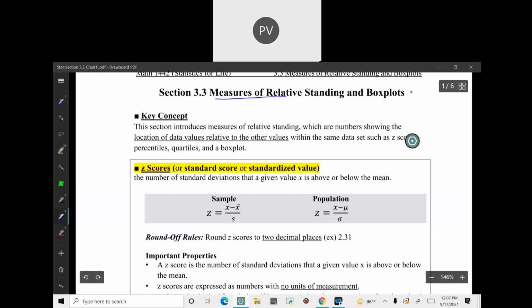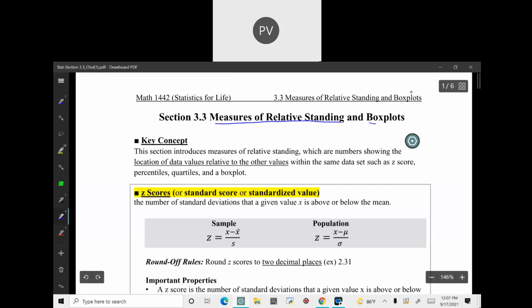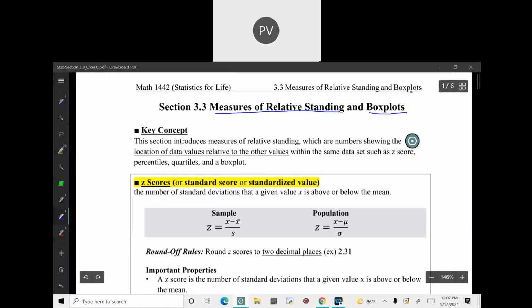Section 3.3, measures of relative standing and box plots. Parallel box plot. Okay? So in this section, we'll learn about the relative standing, which is nothing but the numbers which will show the location of the data values in the data set. If I have a data set like this, 4, 5, 6. Now, what is the location of number 4? 1, 2, 3. Right? It is in third place. So that is my location. That is the location for the fourth value in the data set.